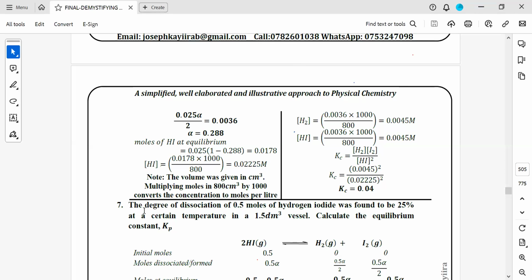So let's copy this question as well, plus the first one. I'm going to go back to the first one I showed, but let's copy this one as well. The degree of dissociation of 0.5 moles of hydrogen iodide was found to be 25% at a certain temperature in a 1.5 decimeter cubed vessel. Calculate the equilibrium constant Kc.